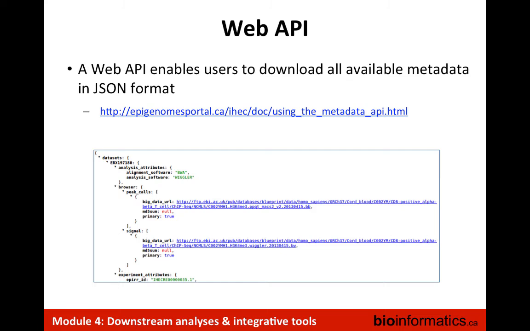And finally, there's a web API which gives you, in JSON format, documents with all of the available metadata for your samples. I don't know if you're familiar with the JSON format, but it's made as a machine-readable format that's also very human readable, right? You have a whole hierarchical tree of keys and values. So I can see that for this specific experiment, analysis attributes are regrouped here, and then I have the tracks for this data set, and then I have information on experimental attributes, the sample attributes, the donor attributes, and so on.